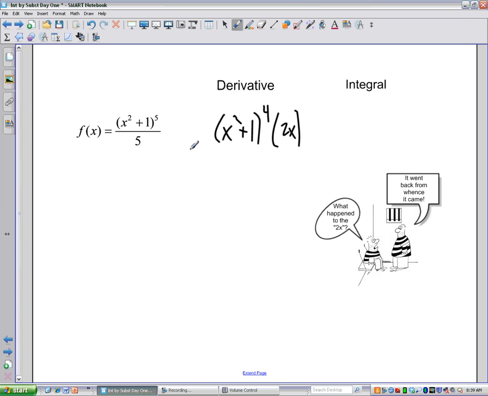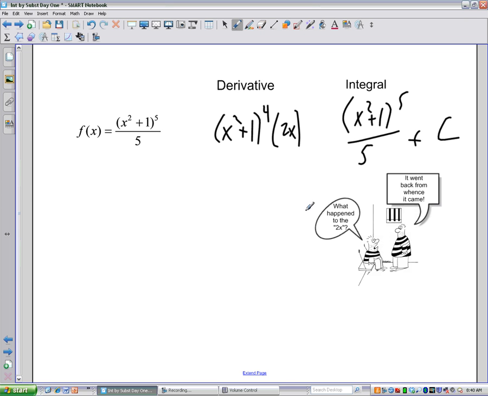Okay? Now, if I take this function and take its integral, because we know that derivatives and integrals are opposite operations, I should just get back the original function. So the antiderivative of (x squared plus 1) to the 4th times 2x should be (x squared plus 1) to the 5th power over 5 plus c.